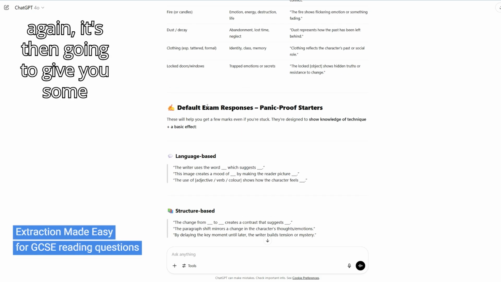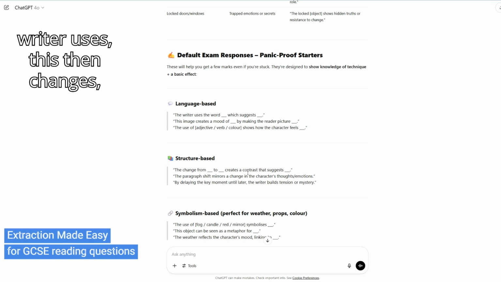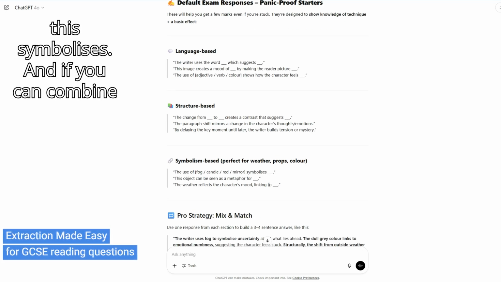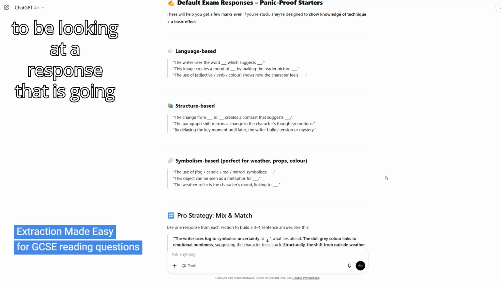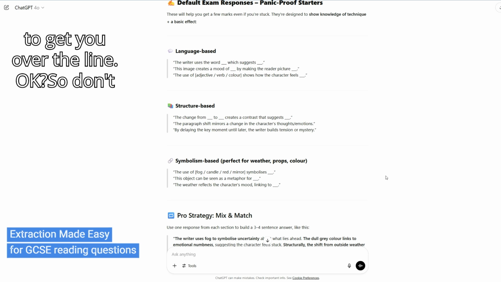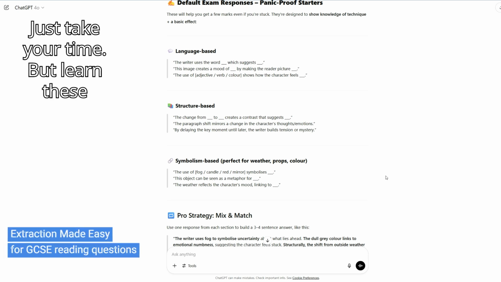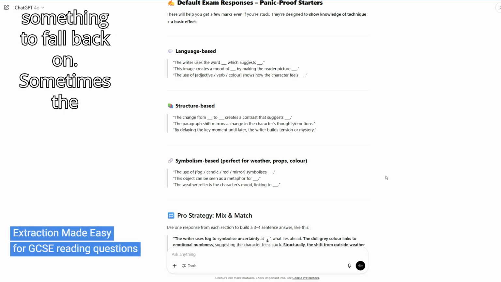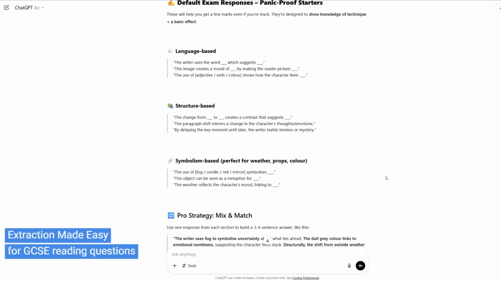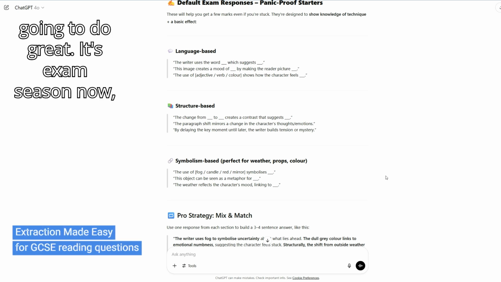And again, it's then going to give you some exam responses, panic-proof starters: the writer uses, this then changes, this symbolises. And if you can combine all 3 of these together, you're going to be looking at a response that is going to get you over the line. Okay? So don't panic. That's number 1. Don't panic. Just take your time. But learn these phrases so you go in there knowing, even if everything goes wrong, I still have something to fall back on. Sometimes the fear of not seeing the flaw can send you panicking. So have these things you can rely on, and you're going to do great.